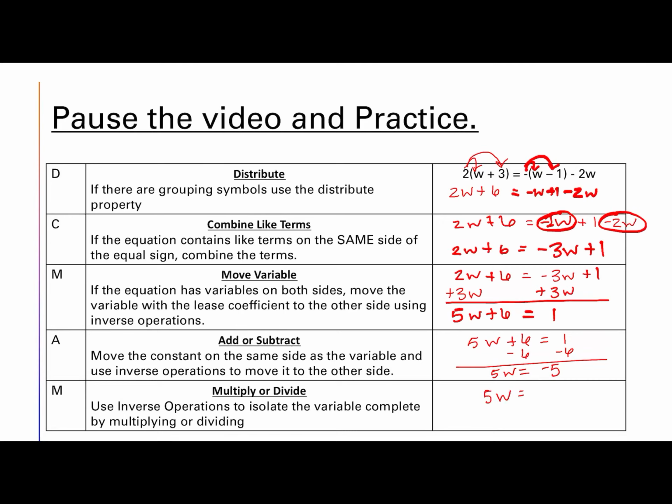And this time we do have to multiply or divide to remove this coefficient 5. And remember, this 5w means 5 times w, so to get rid of that multiplication, we're going to divide it. So 5w equals negative 1.